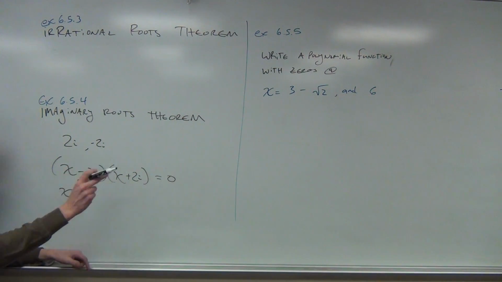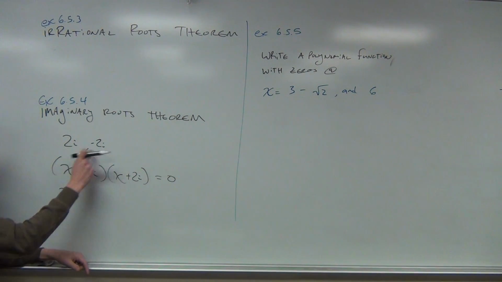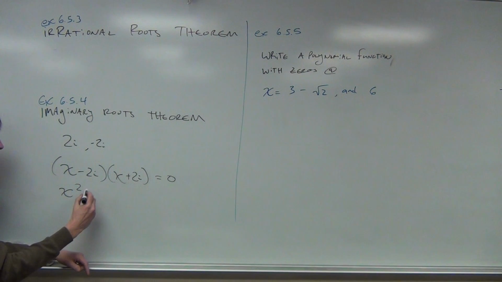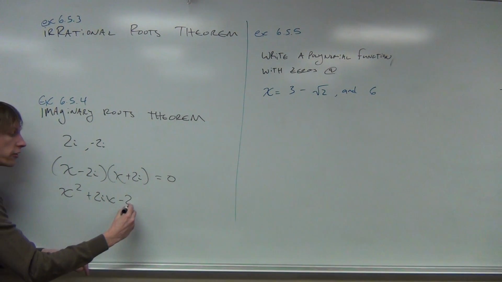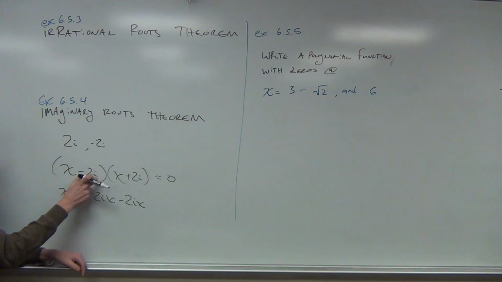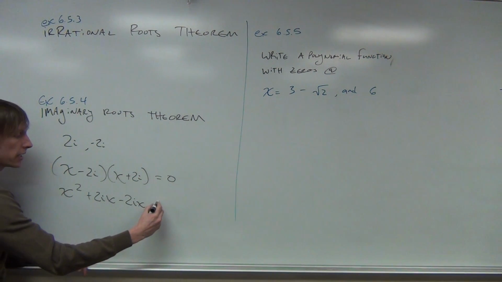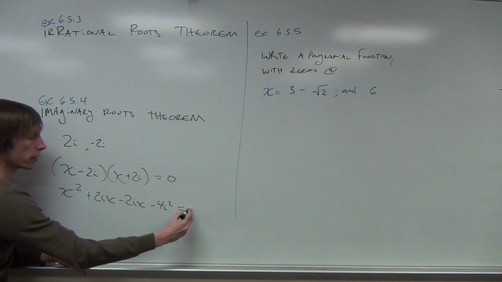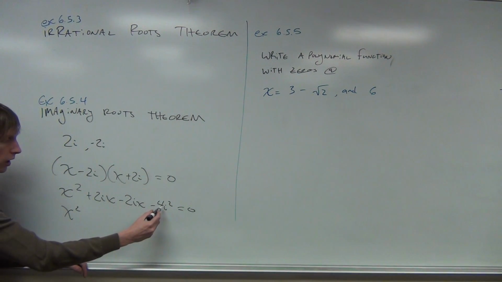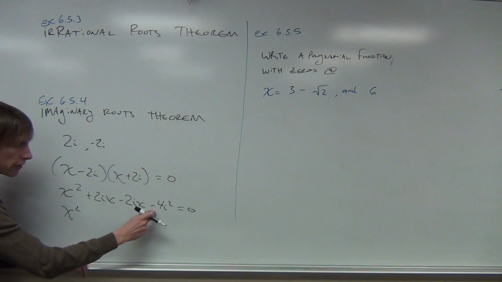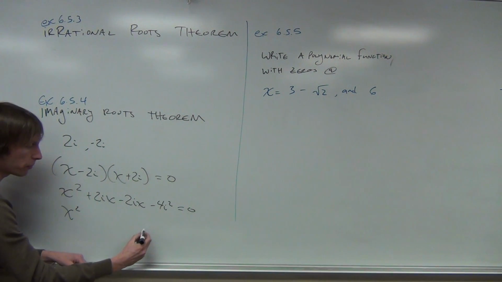Now, if it's just x minus this and x minus that, this is pretty easy to do if we use FOIL. Watch what happens when we multiply conjugates. x times x gives us x squared, x times 2i gives us 2i x's, negative 2i times x gives us negative 2i x's, and negative 2i times positive 2i makes negative 4i squared. Now, we know that i squared is equal to negative 1, so we have negative 4 times negative 1, that means we have a plus 4.